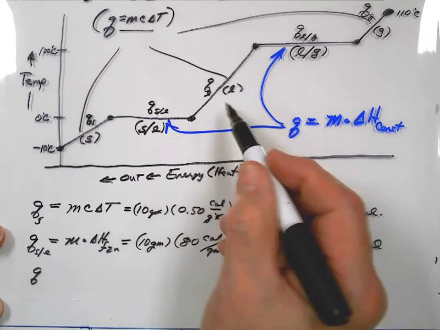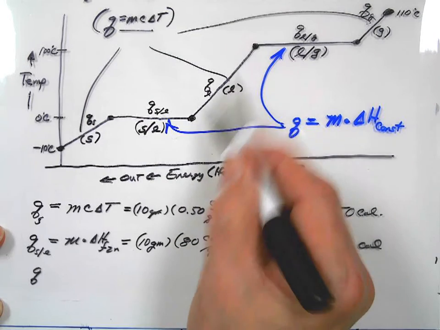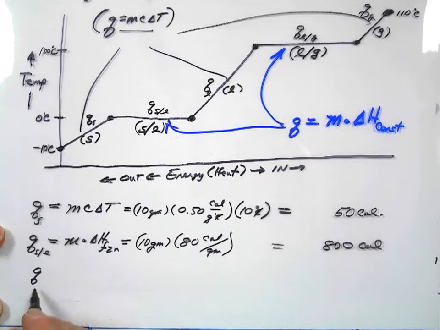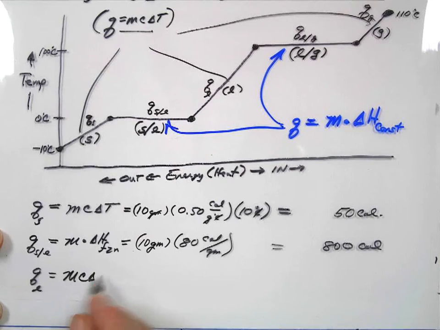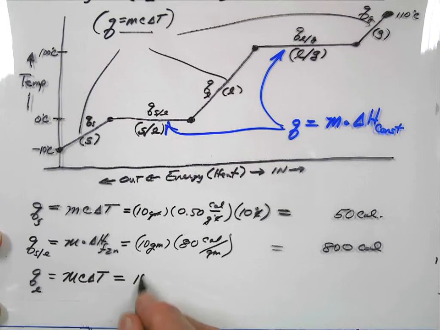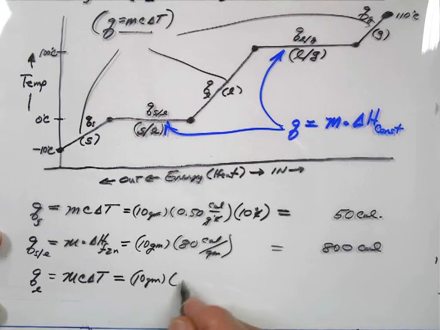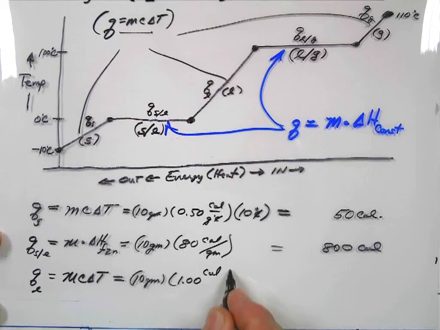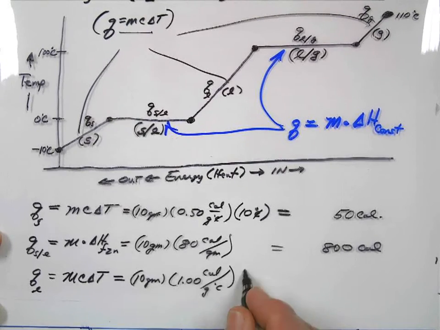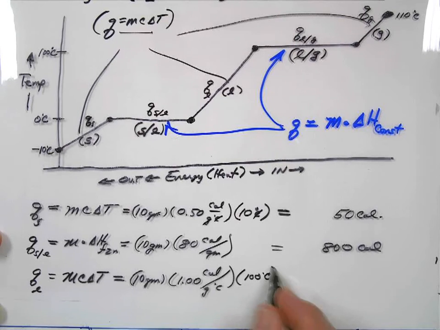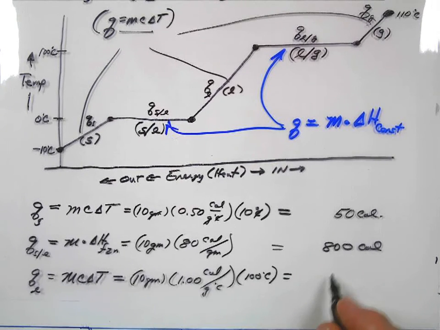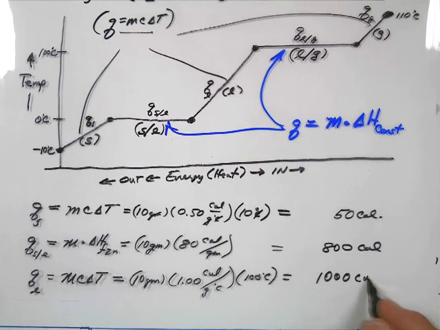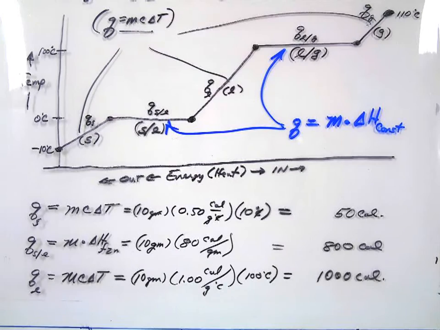And so we continue that for the remaining regions. Now that we have melted all of our ice, we're ready to heat it to 100 degrees. So that's pure liquid phase. It involves a temperature change, so it's mc delta T again. And so we have 10 grams of water now, 1.00 calories per gram degree C, times 100 degrees C is the temperature change this time. So we have 1,000 calories just in that region right there.